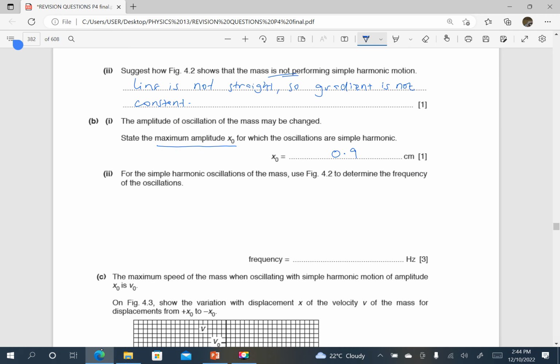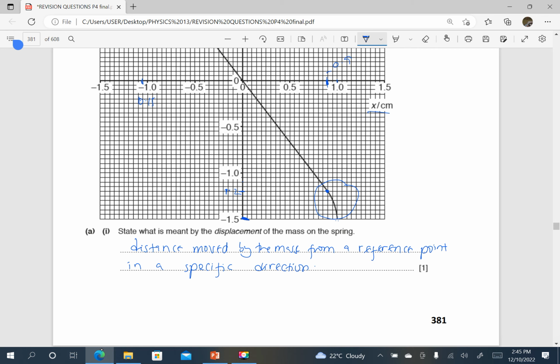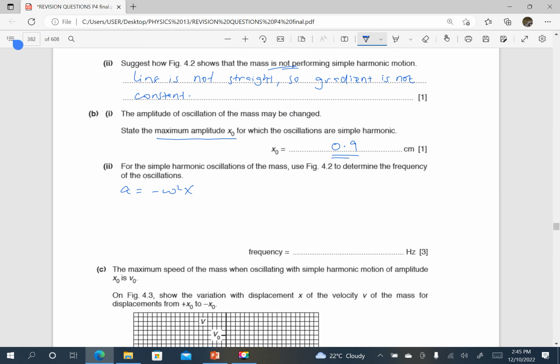For the simple harmonic oscillations, that's when the amplitude is 0.9, use the figure to determine the frequency of the oscillations. Since it is a graph of acceleration against displacement, I'll simply use acceleration equals negative omega squared times x. And I'll use the acceleration when the displacement is 0.9. I think it is 1.2. So I'll use acceleration as 1.2 being equal to omega squared x. Remember, omega is 2 pi f. I'm ignoring the negative in further calculations. So this would be 2 pi times f, but remember, this should be squared, then times the displacement, which is 0.9 times 10 power negative 2.